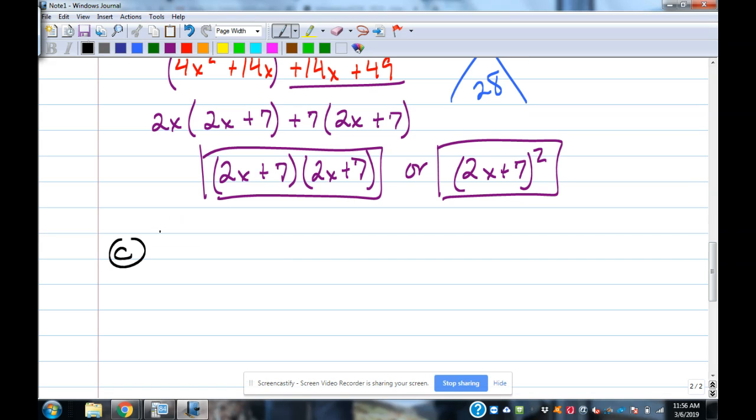If we look at, let's do another one. Let's say we had 25x squared. Well, back up. Let's not do that one. Let's do this.